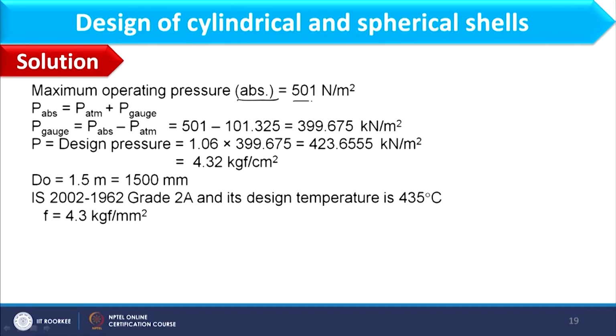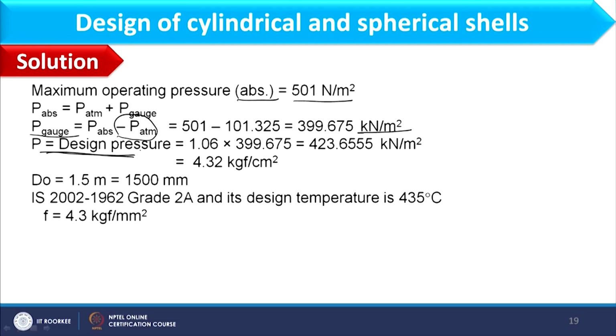So, here maximum operating pressure in absolute is given as 501. First of all we will convert this into gauge while deducting atmospheric pressure from the absolute. So, here we have 501 minus 101.325. So, 399.675 kilonewton per meter square is the maximum working gauge pressure internal.